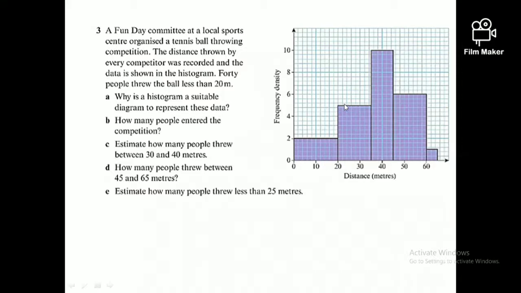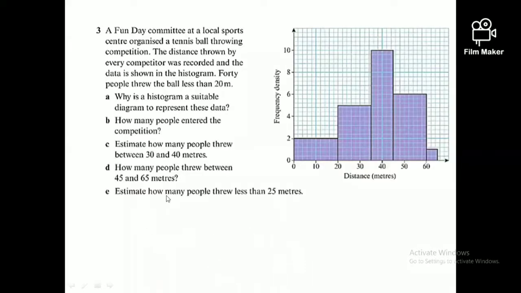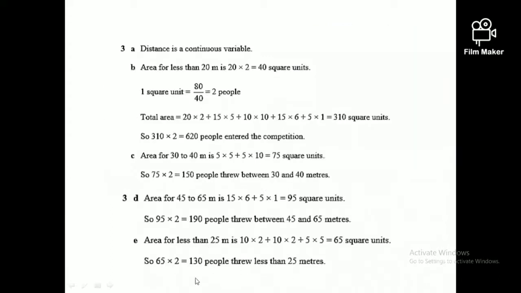Right. Then we can work out the area over here. Area over here is how much? 20 into 2. Area over here is how much? This is 5 into 5. 20 into 2 plus 5 into 5. There are 65 squares. Therefore, each square represents how much? 130 people. With that, the number of people who threw less than 25 meters should be 130 people. That is how you need to do that question.